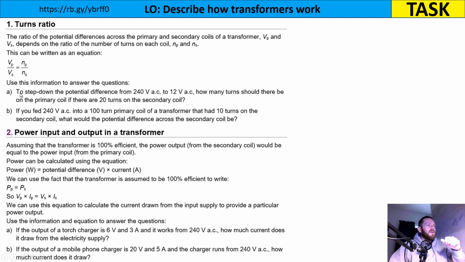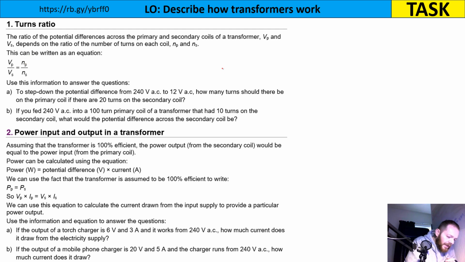Okay, so for question A: to step down the potential difference from 240 volts AC, alternating current, to 12 volts AC, how many turns should there be on the primary coil if there are 20 turns on the secondary coil? Just read that again. How many turns should there be on the primary coil? Number of turns on the primary coil.